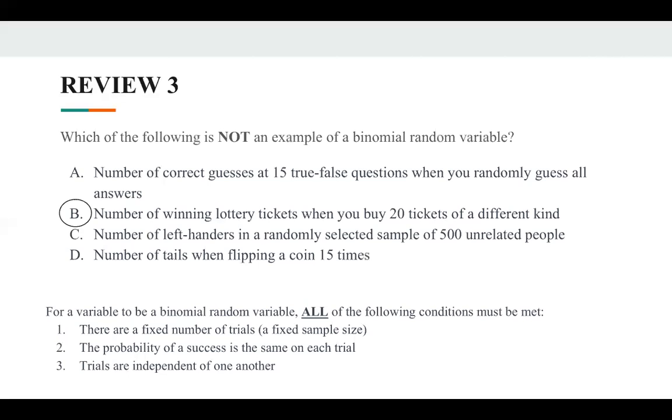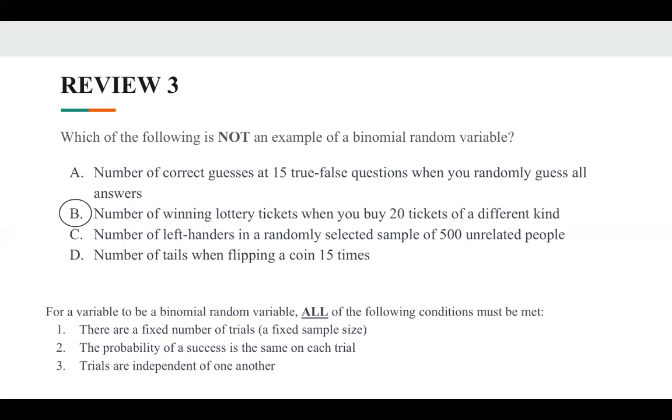So the number of left-handers in a randomly selected sample of 500 unrelated people. There are a fixed number of trials. There's 500 unrelated people. The probability of success is the same. Since it's random, the probability of success is the same there. And then the trials are independent of one another. Since the word unrelated is used there, they're independent. And then for D, we already went over this example, so this one should have been pretty obvious, but there's a fixed number of 15 trials. The probability of success is the same. Heads or tails, 50%, and the trials are independent of one another because one flip doesn't affect the other.